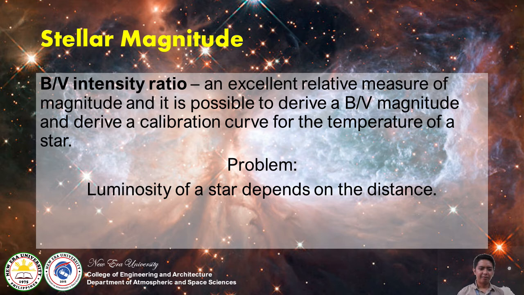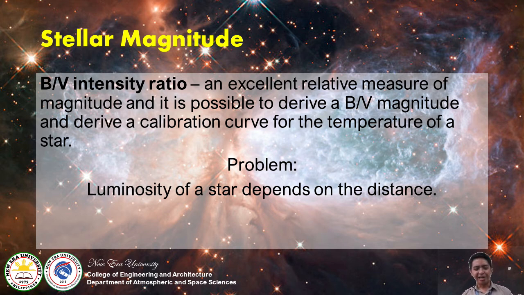And again, now we have the B over V intensity ratio. So what is this B over V intensity ratio? It is an excellent relative measure of magnitude, and it is possible to derive a B over V magnitude, and derive the calibration curve for the temperature of a star. By that, we can determine the temperature from the B magnitude and the V magnitude.